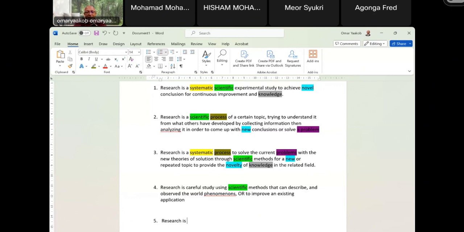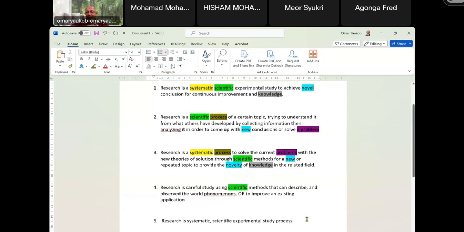Okay, my definition is combining the missing. Not your old definition. Your new definition should contain all these elements. So it will be: research is a systematic, scientific, experimental study, process, an investigation or a comparative analysis on a subject of interest to solve a particular problem.